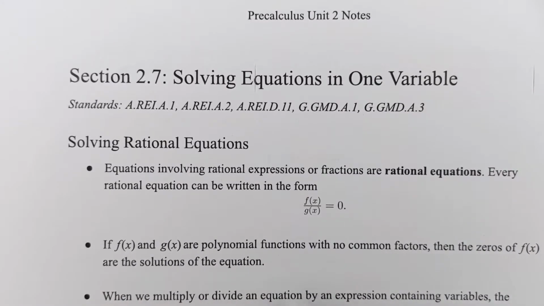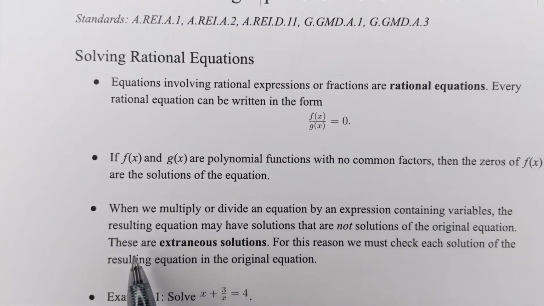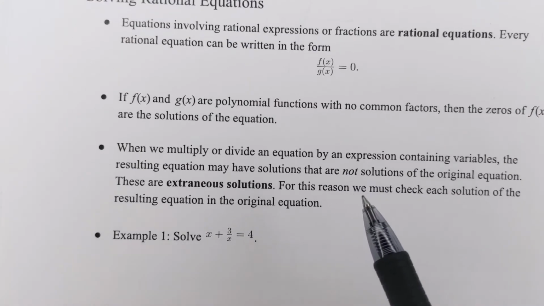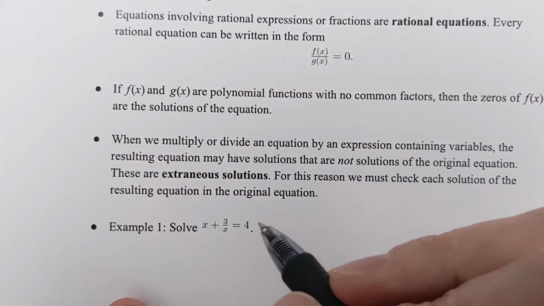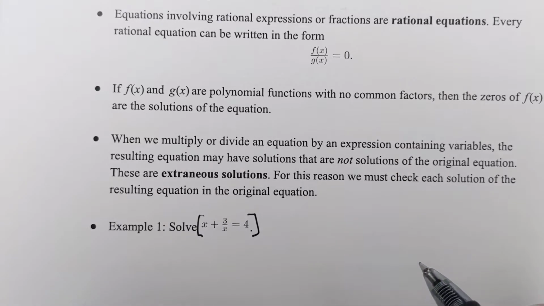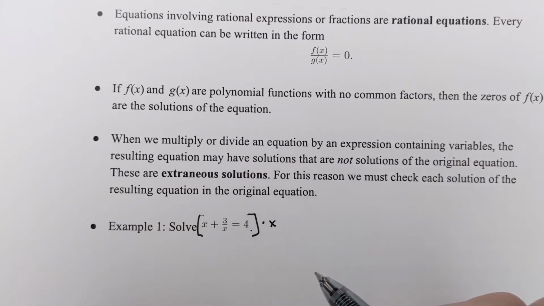When you multiply or divide an equation by an expression containing variables, the resulting equation may have solutions that are not solutions of the original equation. These are extraneous, for which reason we must check each solution in the resulting equation. So here we go. The easiest way to handle these is to multiply by the common denominator, or at least a common denominator. In this case, there's only one denominator, so I'm going to multiply everybody by x.